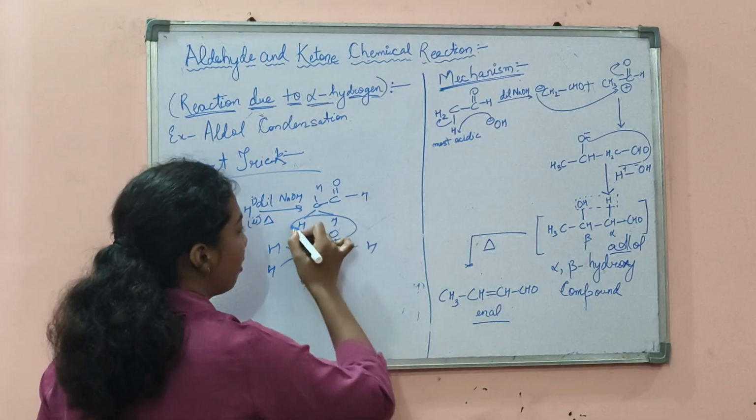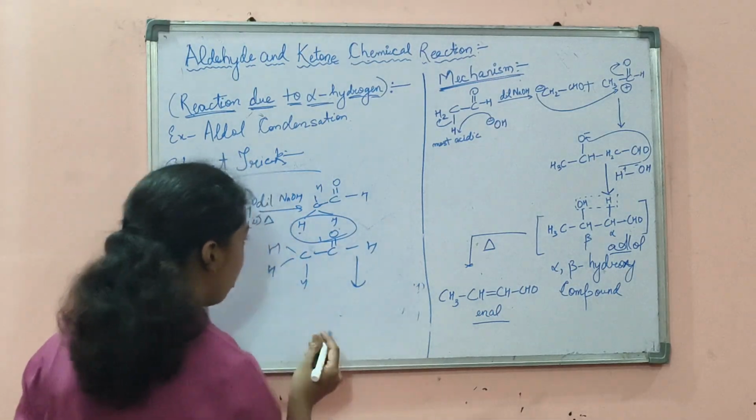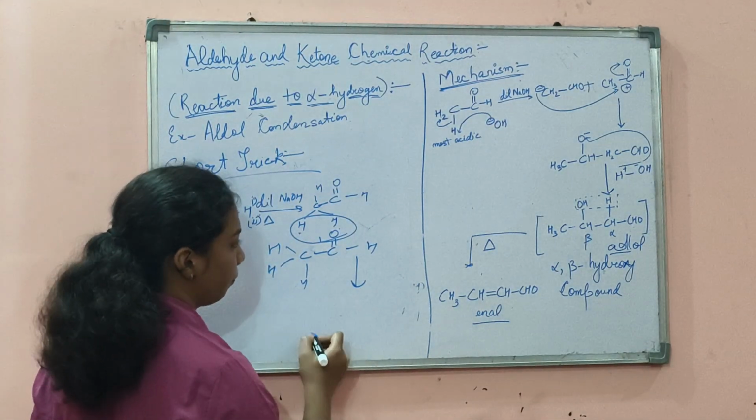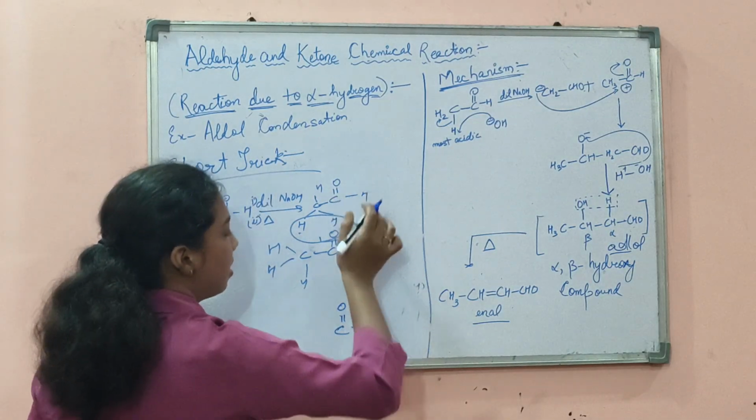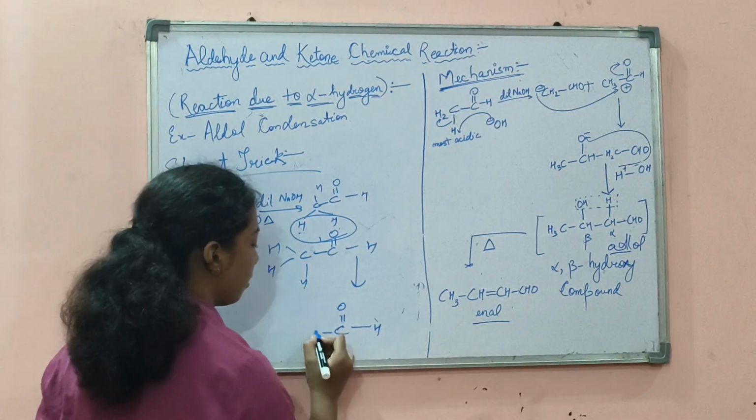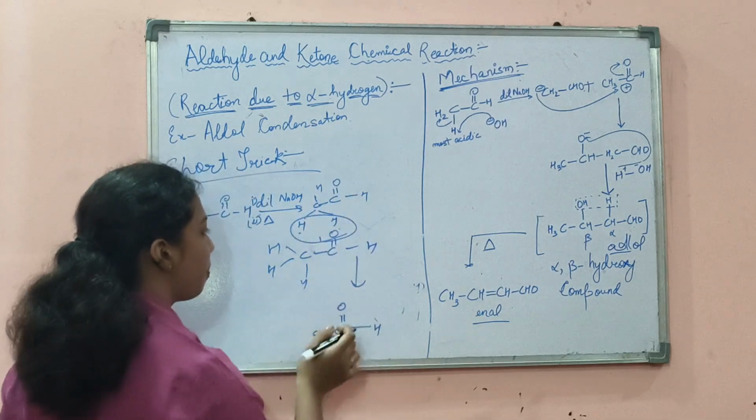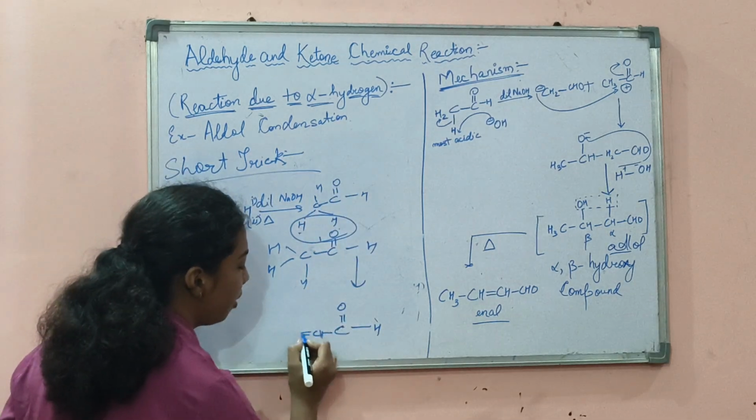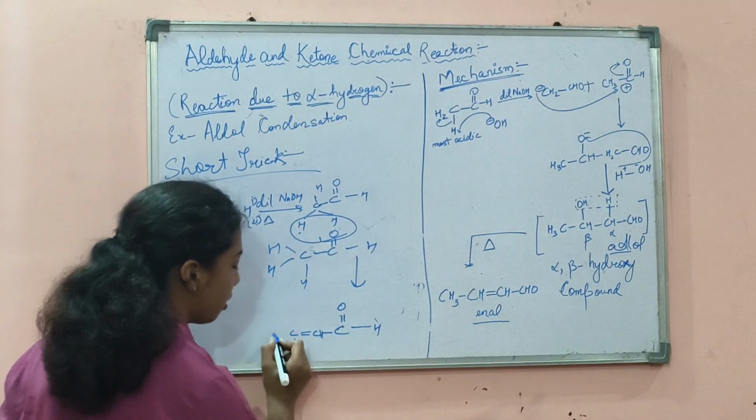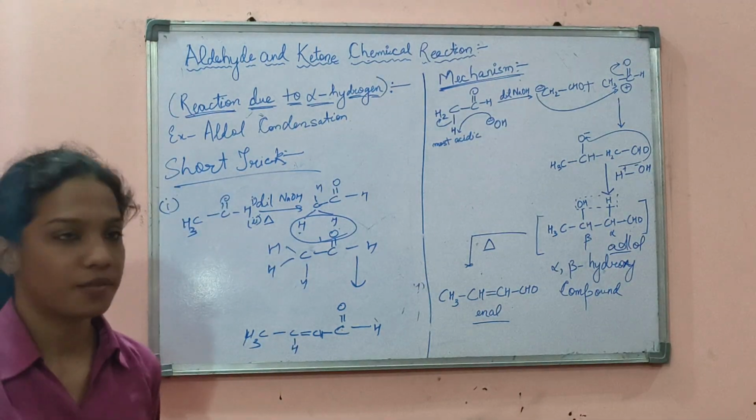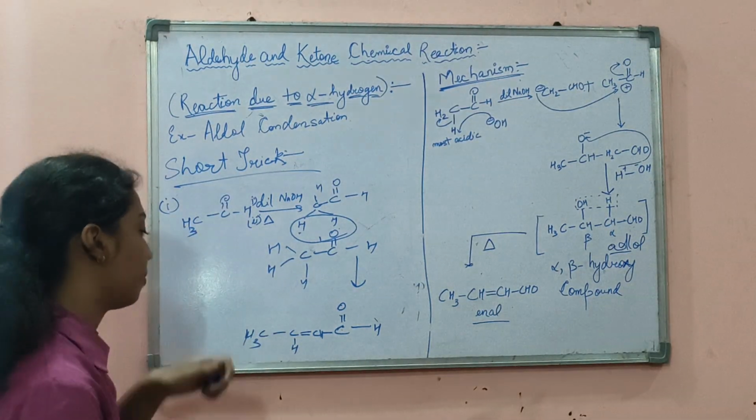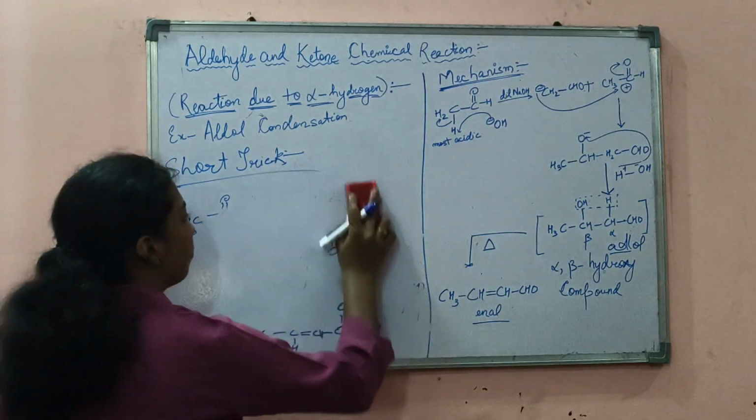We will remove this water and form the complex. This CHOH, CH. This part again we will take the double bond, C double bond H, then CH. Like this we can form it as an aldol reaction. Next example we will see.